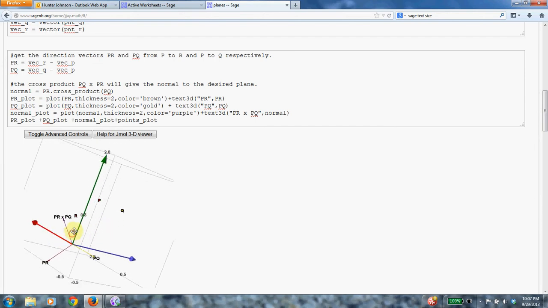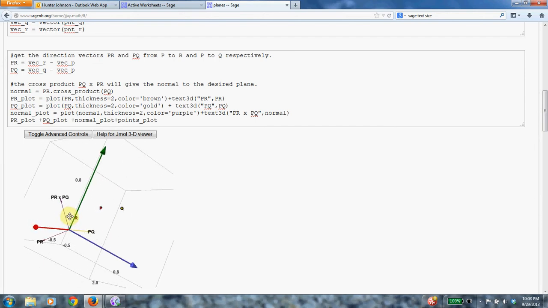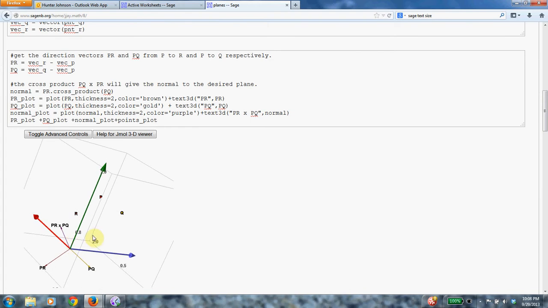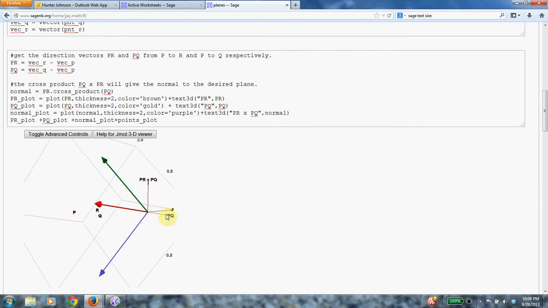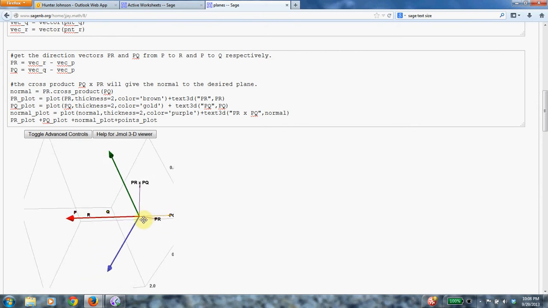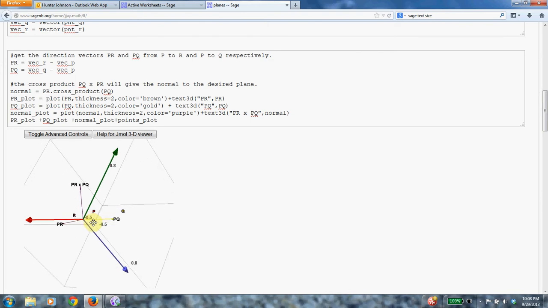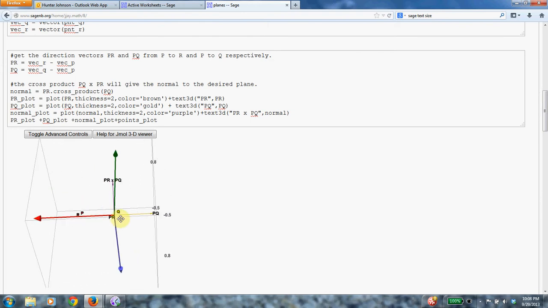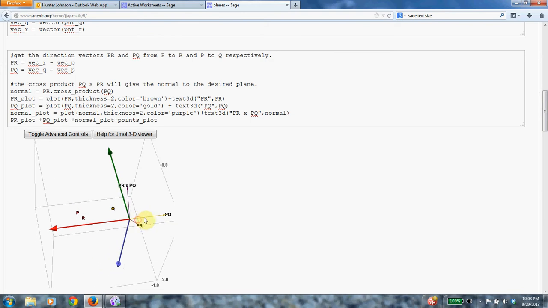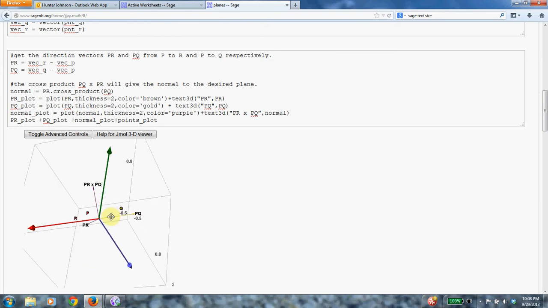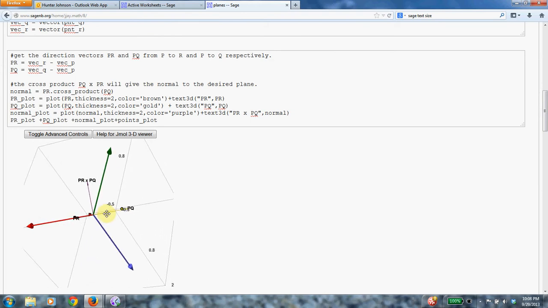One thing that is a little weird maybe is that this purple vector, the cross product of PR and PQ, you can see is coming out of the plane determined by PR and PQ at a right angle. Of course, that's what the cross product does: it gives you a vector orthogonal to the plane spanned by the two original vectors. And you can see that here PQ and PR are in the plane that we want. That's sort of by coincidence.